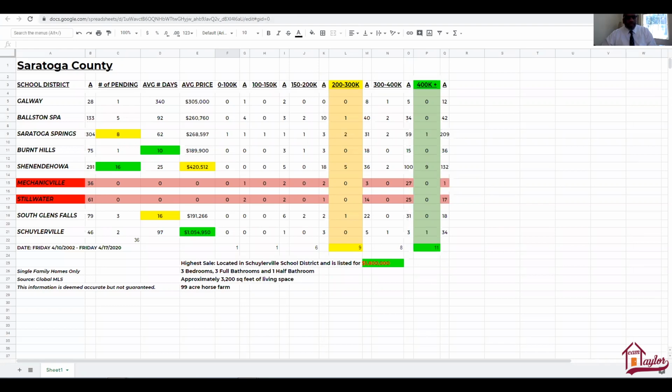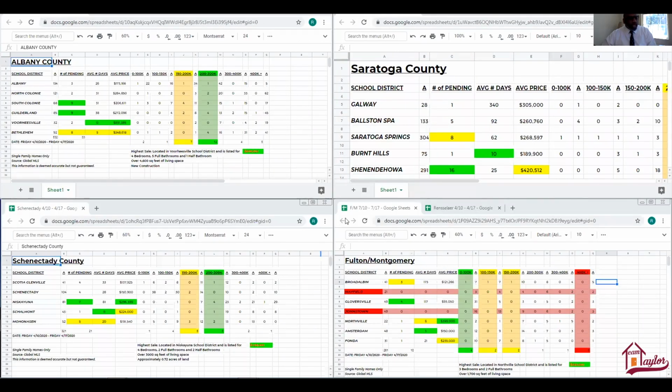Let's go back to look at some of the other areas. Albany County, very consistent this past week. Their high sale was in Voorheesville, almost 900,000, but they had no red, which is good. Every segment had activity, and every school district had activity, as well as Schenectady.